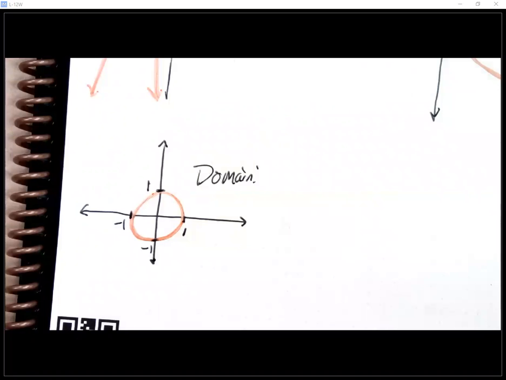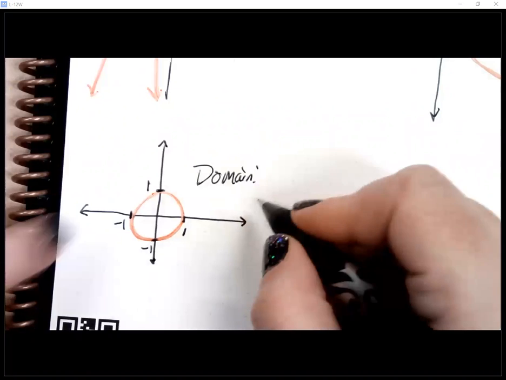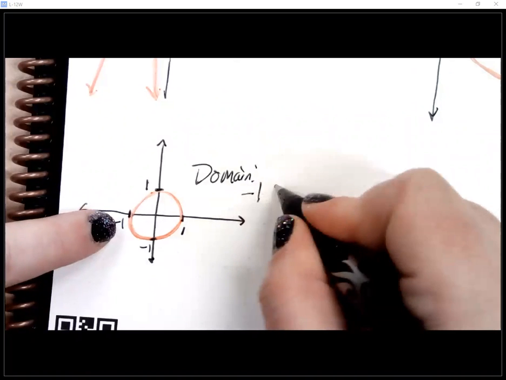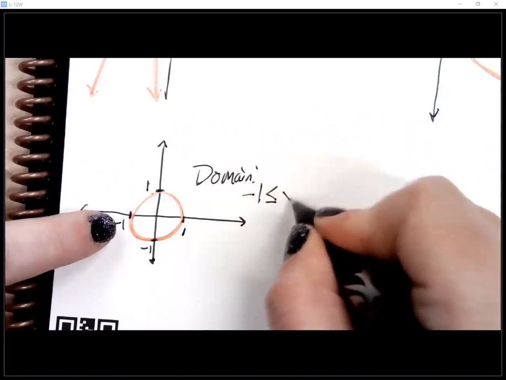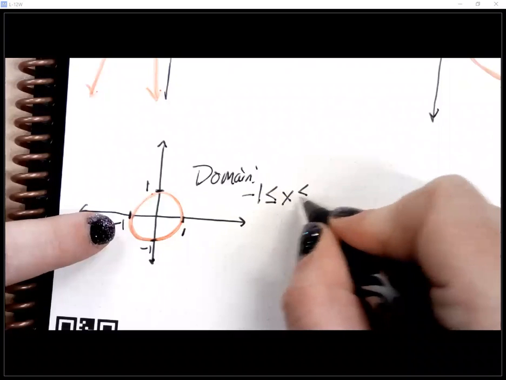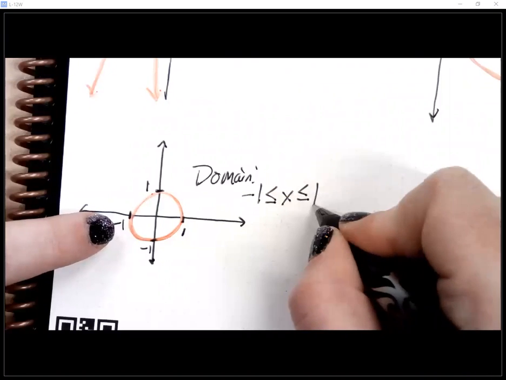So how are we going to write that? A compound inequality that looks like this. So I want x to be greater than or equal to -1, but at the same time, I want it to be less than or equal to +1.